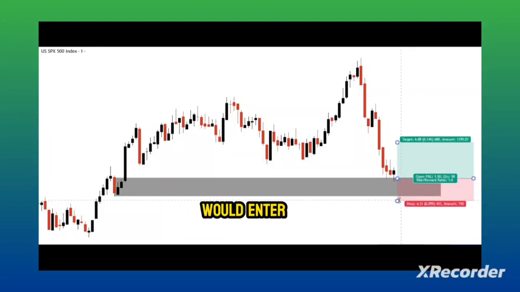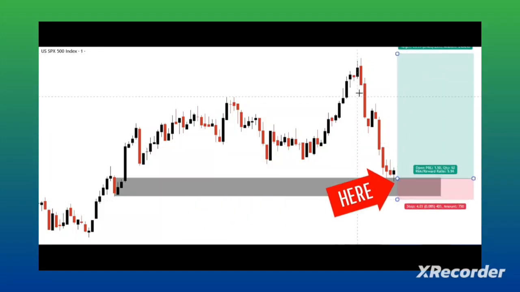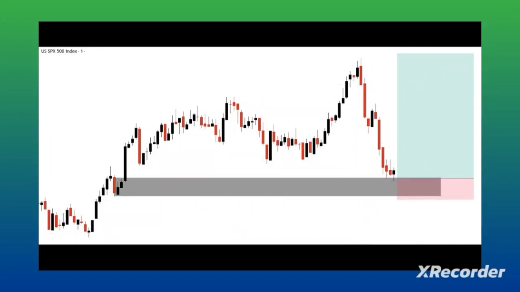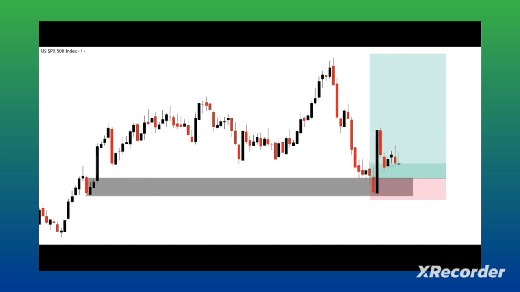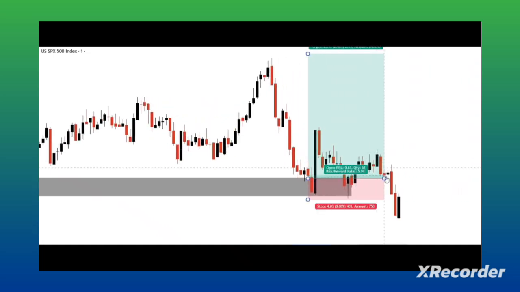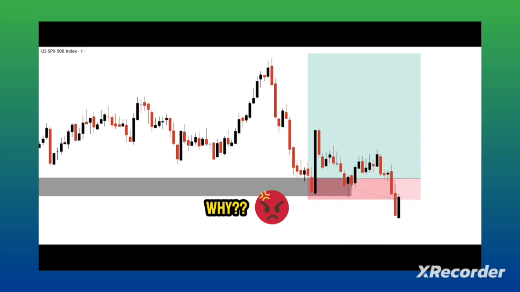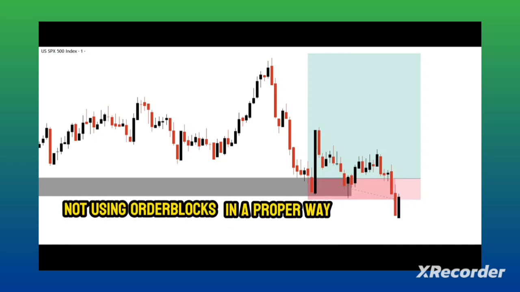95% of traders would enter the position right here because they see the price has moved up after hitting the order block. Little they know that in the near future the price would stop them out, and they wonder, why does that happen? Well, because you are probably not using order blocks in a proper way.